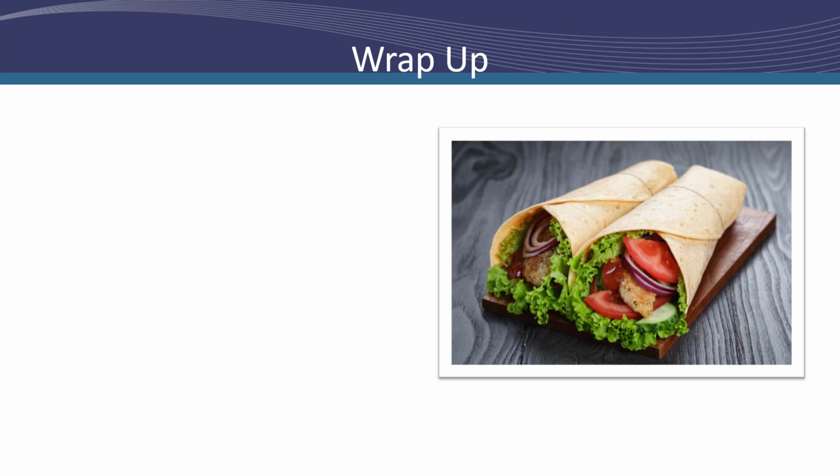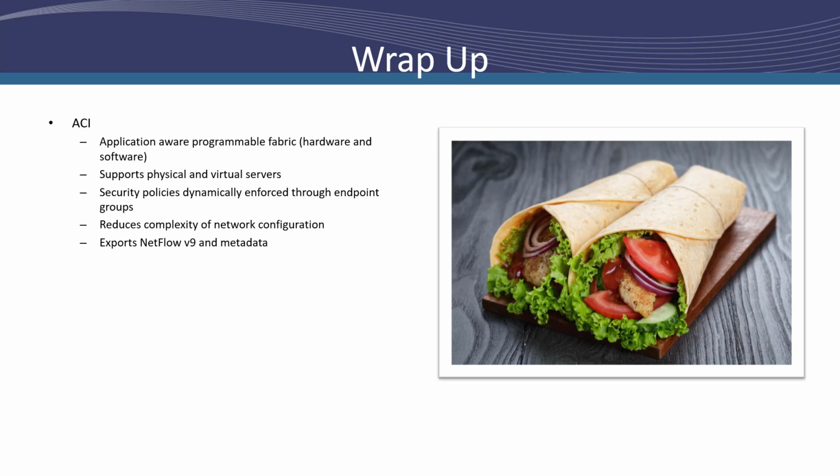All right, so let's recap what we've covered during today's webinar. Let's look at Cisco's ACI. ACI is an application-aware programmable fabric that includes both hardware and software. It supports physical and virtual servers. The security policies are dynamically enforced through the creation of endpoint groups. And remember, endpoint groups are where you group virtual machines that require the same security policy. This allows for microsegmentation and multi-tenancy. ACI reduces the complexity of network configuration in a highly dynamic and mobile data center environment, and it exports NetFlow version 9 and metadata to third-party tools.